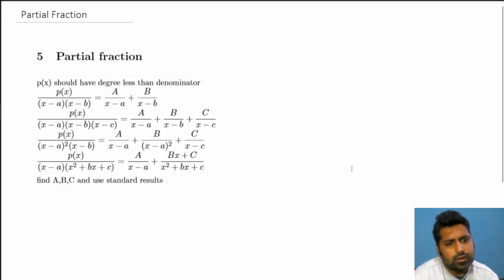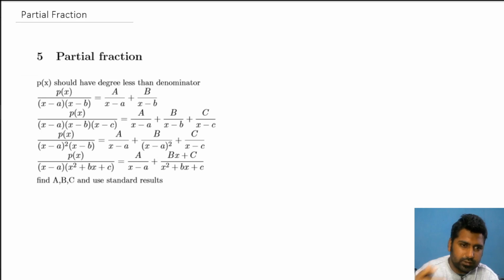In this lecture, we'll continue with another topic of integration, that's partial fraction. Again, the integration part will not be tough. It's the partial fraction which is tough, and how will you identify whether it's a partial fraction or not, and when the partial fraction is applicable or not. So I've given 4 forms. That's it. You have to understand these 4 forms.